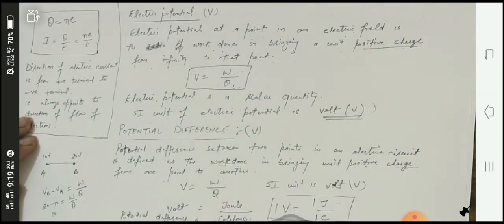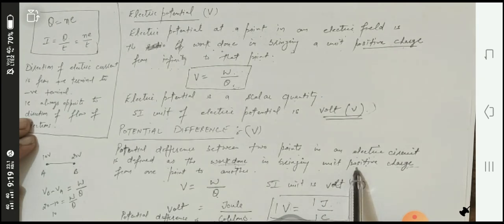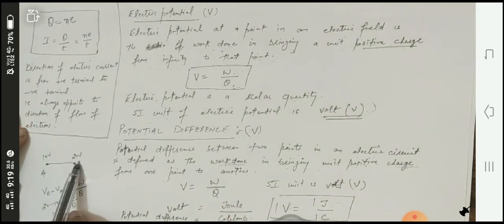Now, if you talk about potential difference, in this case, we are talking about 2 points. The potential difference between 2 points in an electric circuit is defined as work done in bringing unit positive charge from one point to another, for example, from A to B. So in this case, potential difference is work done upon charge again. The SI unit is volt again.